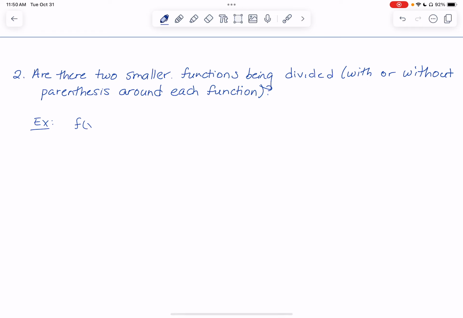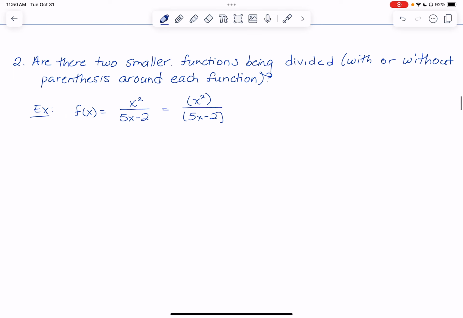But imagine we have f of x, and let's say it's equal to x squared this time over 5x minus 2. Remember, I could rewrite that if I wanted to as an x squared. That's one of my little functions, and it's divided by a second little function, 5x minus 2. Let's say I have a g of x function. If you don't feel the need to rewrite these, don't worry about it.